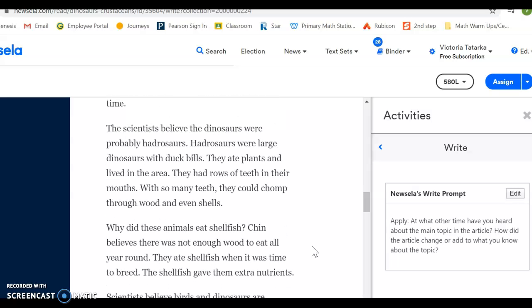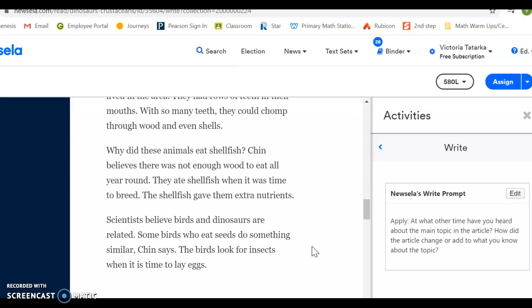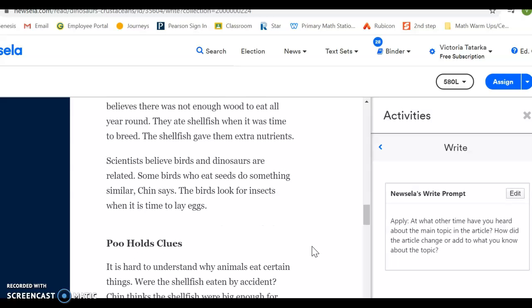Chin believes there was not enough wood to eat all year round. They ate shellfish when it was time to breed. The shellfish gave them extra nutrients. Scientists believe birds and dinosaurs are related. Some birds who eat seeds do something similar, Chin says. The birds look for insects when it is time to lay eggs.